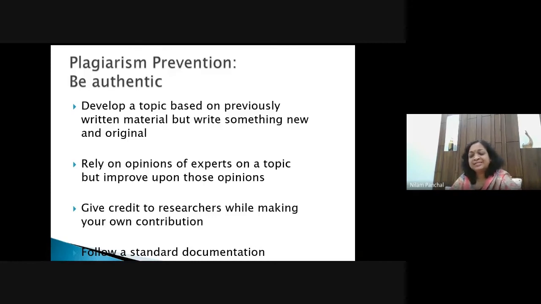You should get it checked with the experts. Give credit to the researchers while making your own contribution, right? You have to give credit to the researcher while making your own contribution. If somebody is a co-author or someone has worked for you, you have to give that credit. And importantly, follow the MLA and APA style of formatting.